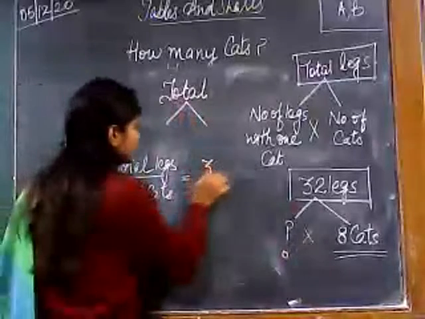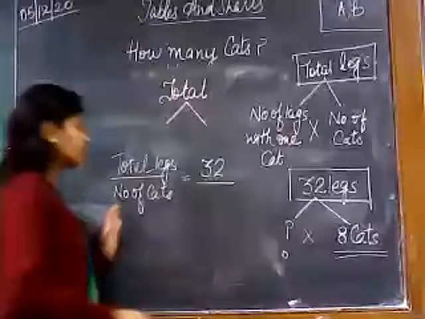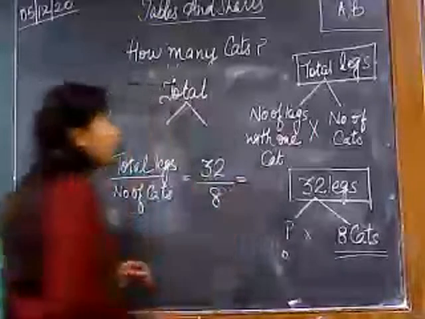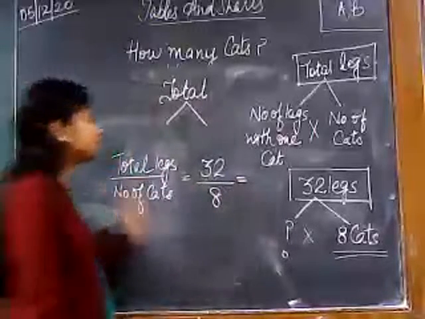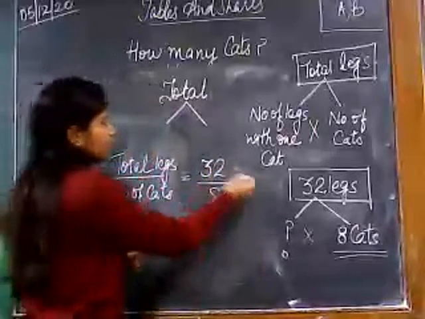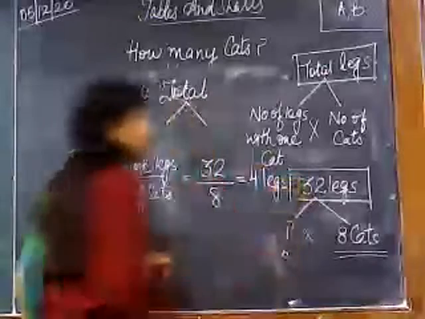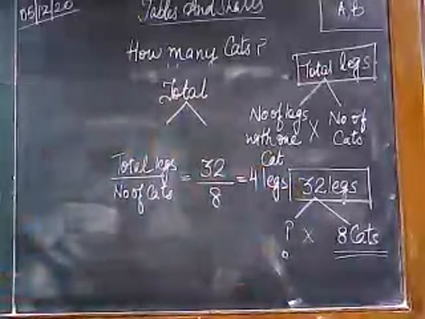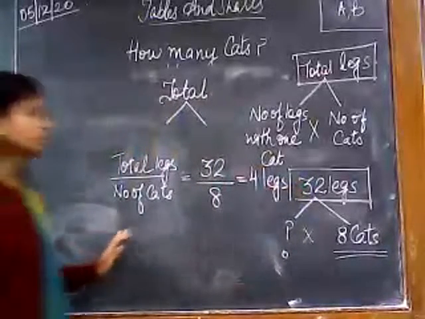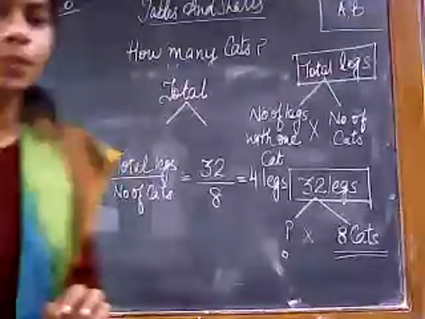So total 32 legs were there. Number of cats was 8. So how many legs will each cat have? 8 fours are 32. So each cat will have 4 legs. I hope this is clear to you, children.